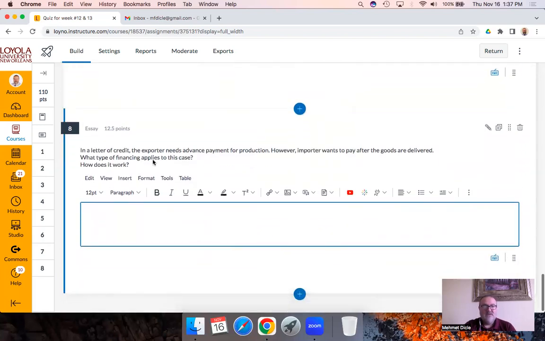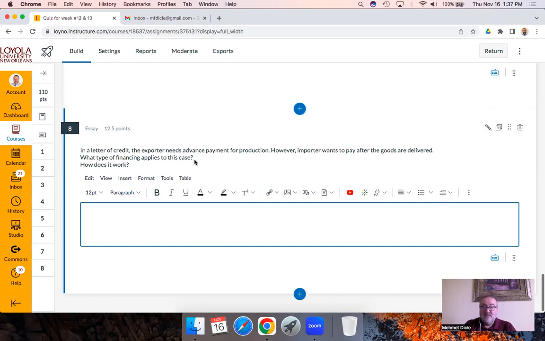And our final question is, in a letter of credit, the exporter needs advance payment for production, pre-shipment. However, the importer wants to pay after the goods are delivered. Like I said, pre-shipment, but the importer simply does not want to make that advance payment, so we are at a deadlock. So this is a pre-shipment financing, and we need to have an Exim Bank involved.